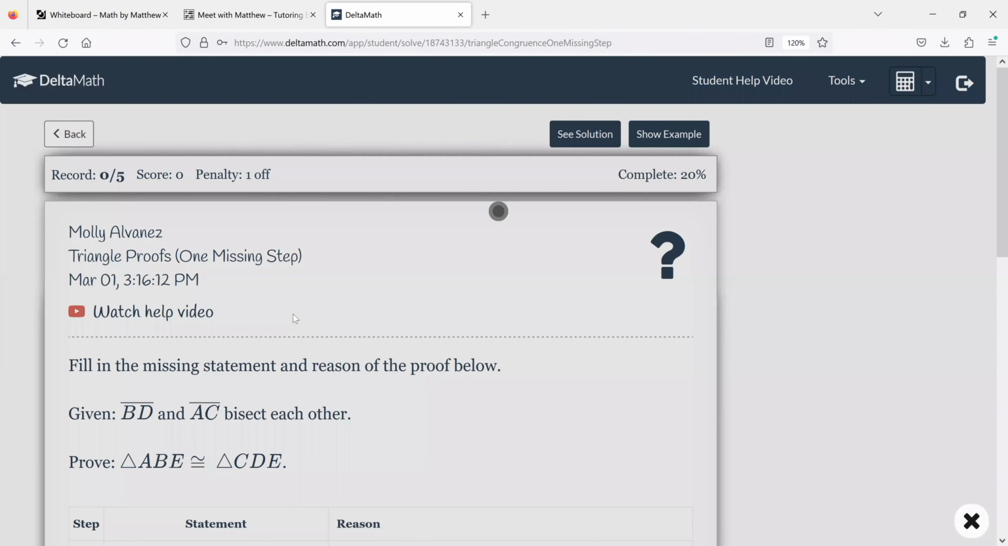I don't think that was a great explanation, but let's do at least one more problem here. Maybe this one will be more clear. Oh boy. Okay. This is tough. Wow. Let's go back. Let's see if quadrilateral proofs are any better. Not really. Okay.